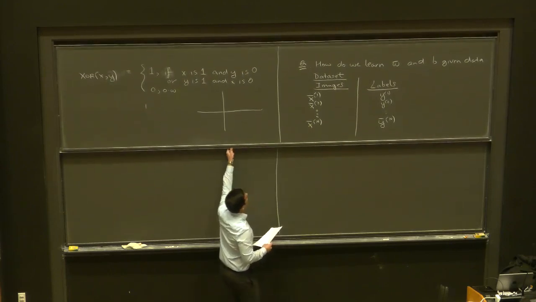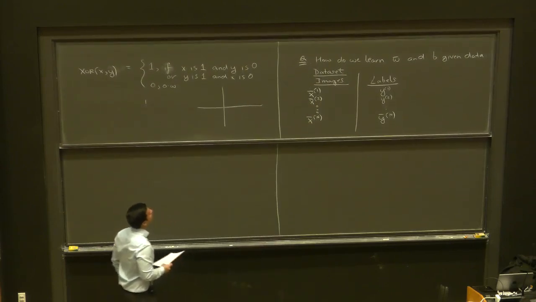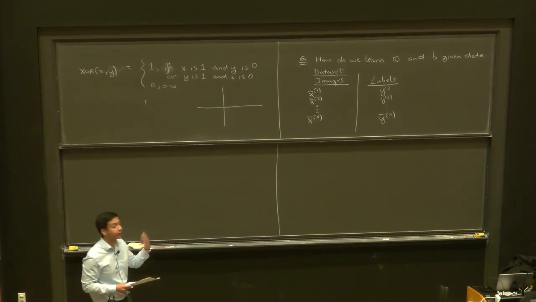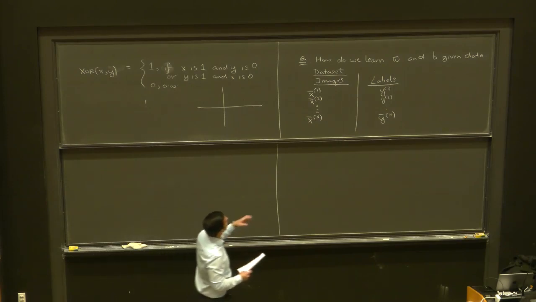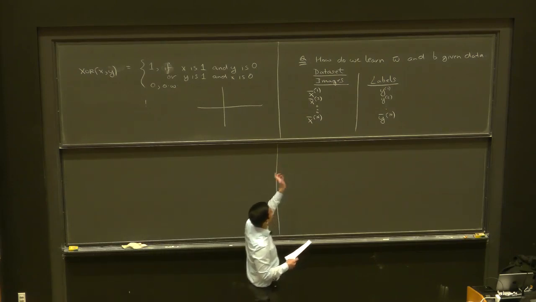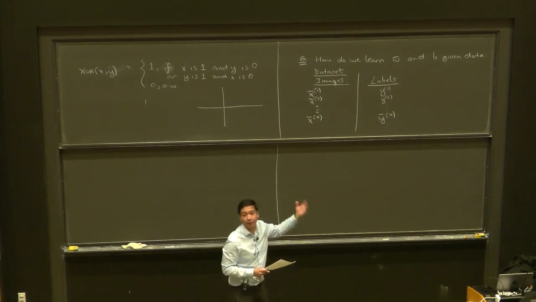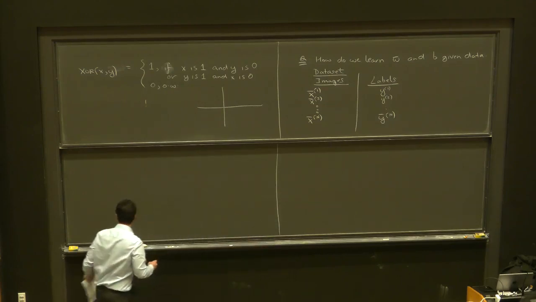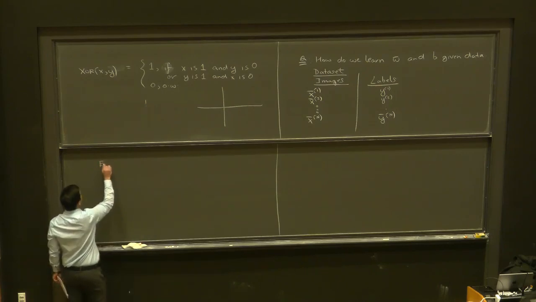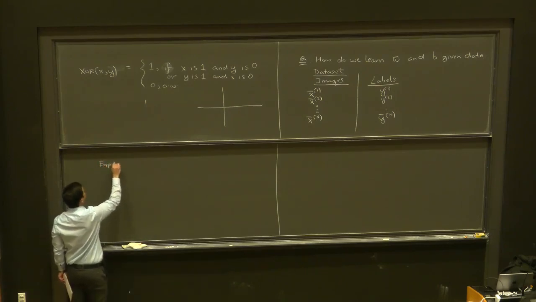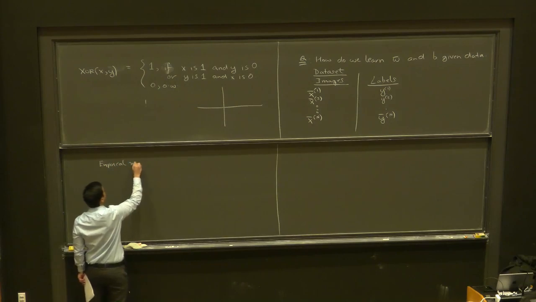So basically what we're going to do is try to find some W and B, some weight vector and some bias, that will allow us to match the data that we're given as part of our data set. This is called empirical risk minimization.